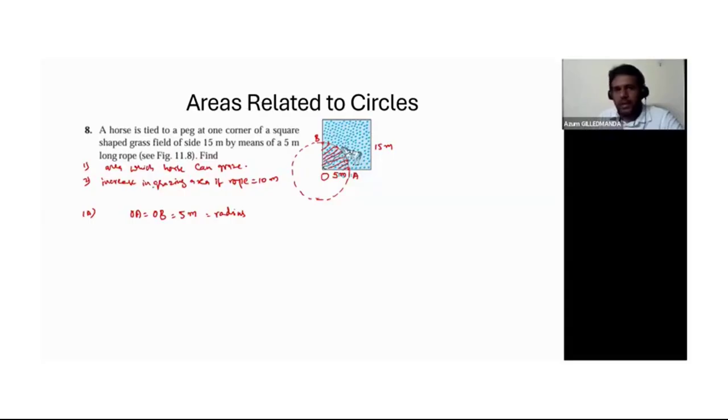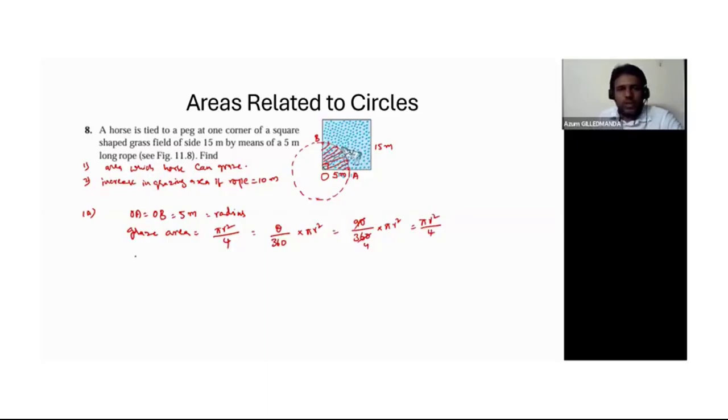Total area is pi r square, right? So the area the horse can graze equals pi r square by 4, because this is only 1/4 of the circle. Or you can say this is 90 degrees, in a square. Or you can also write theta by 360, because this is a sector. So theta by 360 into pi r square, where theta is 90. So 90 by 360 into pi r square. 9 ones, 9 fours, so you'll get the same thing: pi r square by 4, or 1/4 of the area.